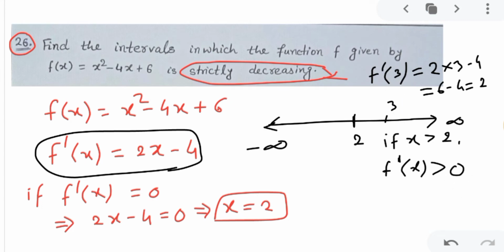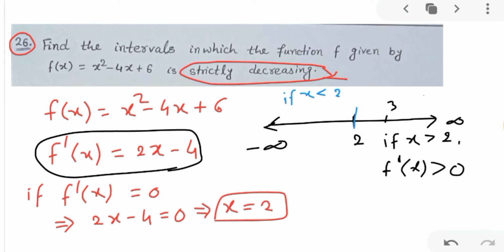Similarly, I will check the left side. Left side means I will check if x is less than 2, with respect to this point. Then what will be the f dash x value? I will check whether it is positive or negative. If I am checking this side, I will take any value smaller than 2. So I can take 1.